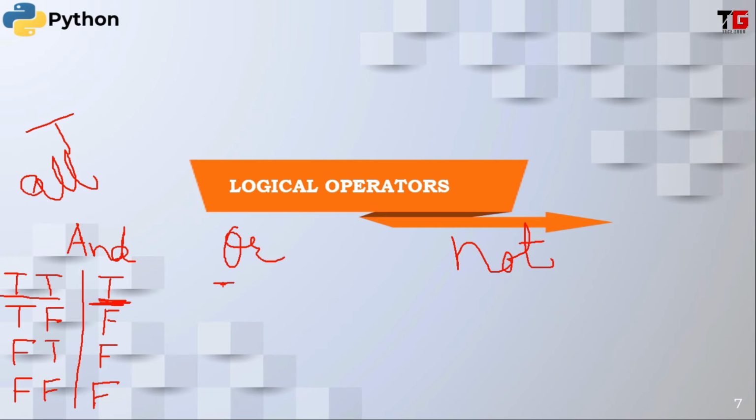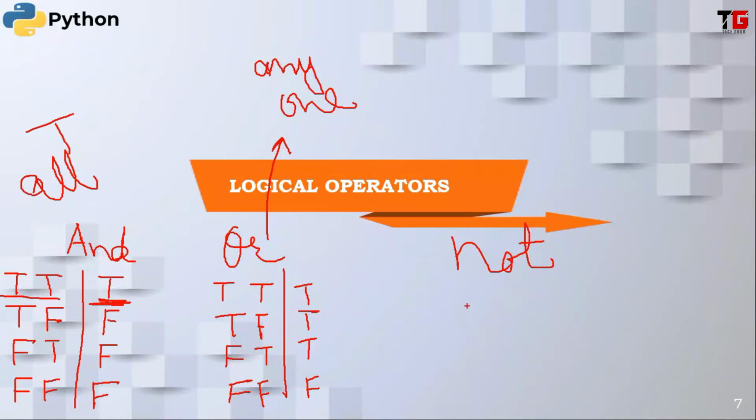But in the OR operator, if any of the given conditions is true, then we get a true result. If both the conditions are false, then only the result will be false. And NOT, it is very clear from the name. If the given condition is true, then the answer will be false. If the given condition is false, then the result will be true. It is just the reverse of the given condition.